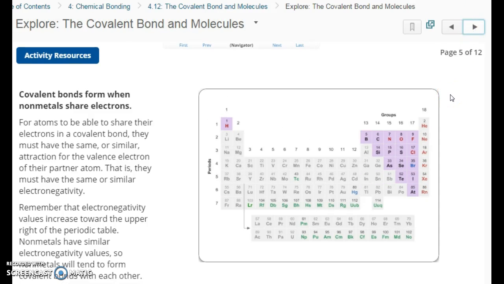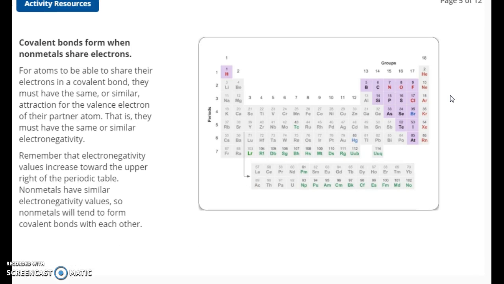Covalent bonds form when nonmetals share electrons. For atoms to be able to share their electrons in a covalent bond, they must have the same or similar attraction for valence electrons of their partner atom. That is, they must have the same or similar electronegativities. They must each want the electron. Remember that electronegativity values increase towards the upper right of the periodic table, and of course hydrogen over here. Nonmetals have similar electronegativity values, so nonmetals will tend to form covalent bonds with each other.